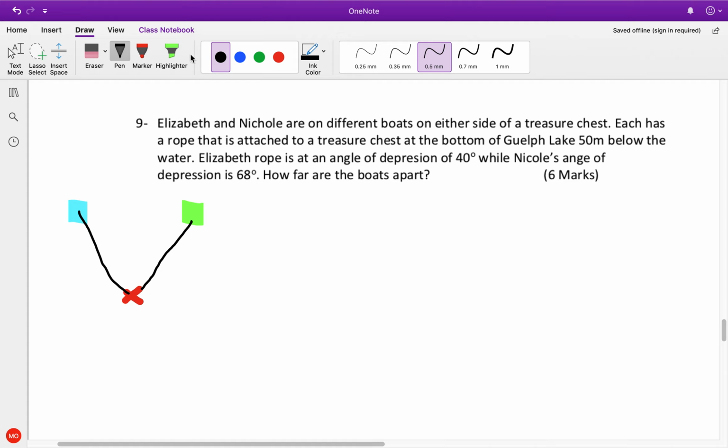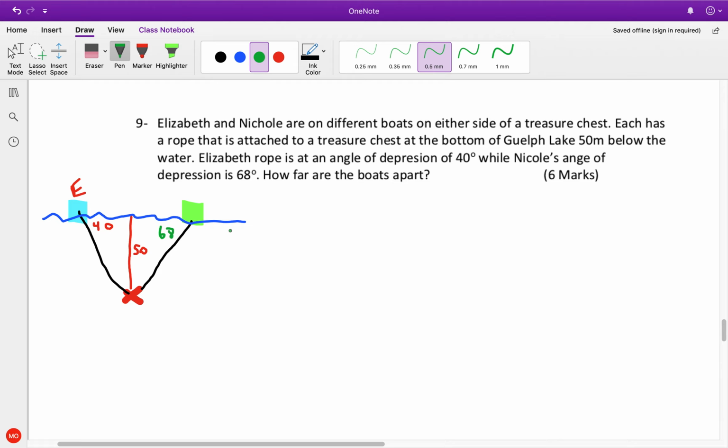Let's say this is my water. We know that this here is 50. Elizabeth, let's label this one E for Elizabeth, has an angle of depression of 40 degrees. And on Nicole's it is 68. How far are the boats apart?